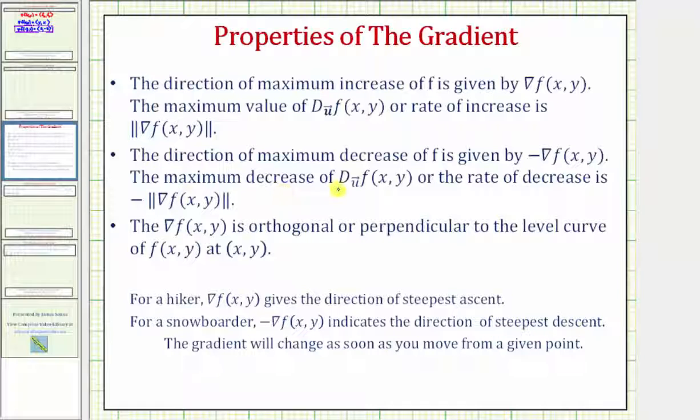And the maximum decrease of the directional derivative of f, or the rate of decrease, is equal to the opposite of the magnitude of gradient f. And then finally, the gradient of f is orthogonal or perpendicular to the level curve at the point (x, y). It's also important to recognize that the gradient will change as soon as you move from a given point. So let's take a look at this graphically.